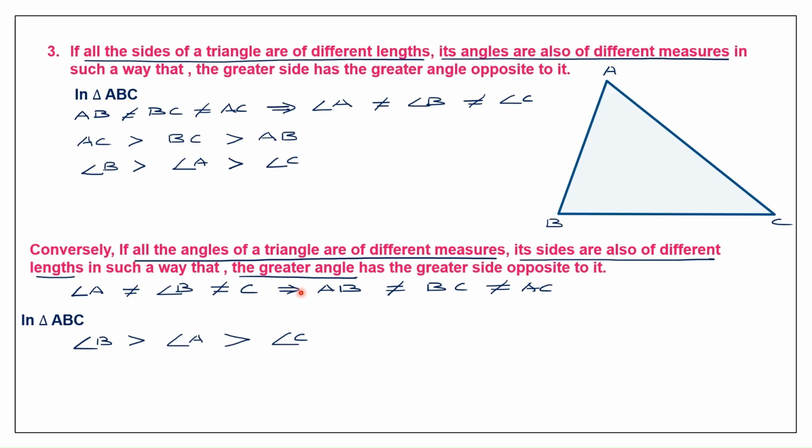Then here what does it say? The greater angle has the greater side opposite to it. So the greater angle is B, that is here, which has the greater side opposite, AC. So we can say AC is greater than, now here we have angle A. What is opposite that? BC, which is greater than, now angle C is here, opposite that is AB.